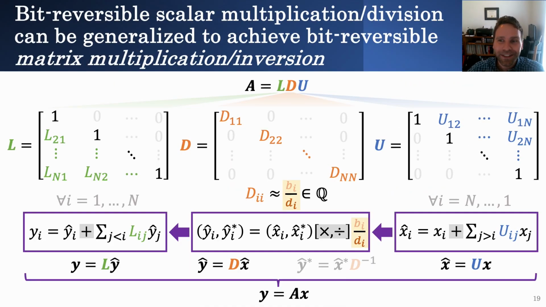Are there other things that we can do with this new set of tools that we've developed for reversible integer addition and multiplication and all these different operations? Can we do more than just reversible integer addition and multiplication by a scalar number? More specifically, can we do reversible matrix multiplication and inversion operations? And it turns out that it depends on how you carry it out.